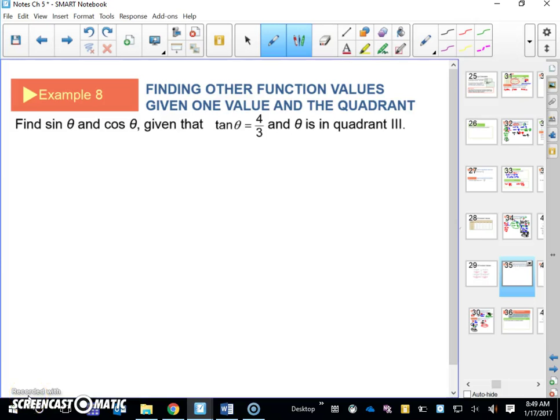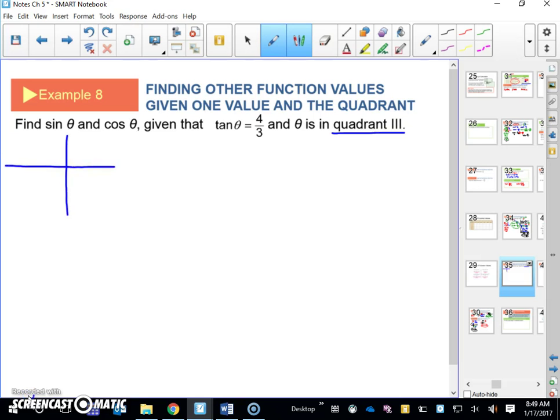Example 8: find sine theta and cosine theta given that tangent theta is 4/3 and theta is in quadrant 3. Okay? So, to me, the easiest thing to do is draw a picture. It's not the only way. You can do it algebraically if you want, using the Pythagorean identities. But for me, when they describe a picture, I like drawing a picture.